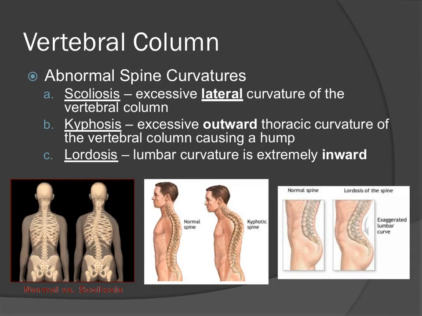So some abnormal spine curvatures that we'll see. Scoliosis, that's where the spine curves laterally. Kyphosis, the excessive outward thoracic curvature of the vertebral column causing the hump in the back. And then lordosis is the lumbar curvature, which is extremely inward.